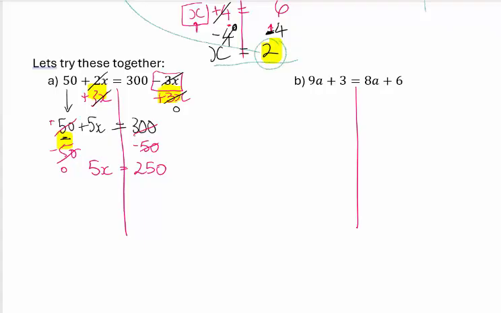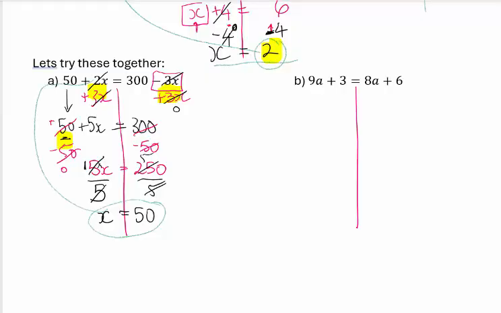Nearly done. I still haven't got x all by itself. So now this is 5 times x. The opposite to multiplying by 5 is dividing by 5. Law of the universe says whatever I do to one side I must do the other. What's left? 1x. So remember that's 1, not 0. 1x is left. 250 divided by 5 is 50. And then you can do a quick check.